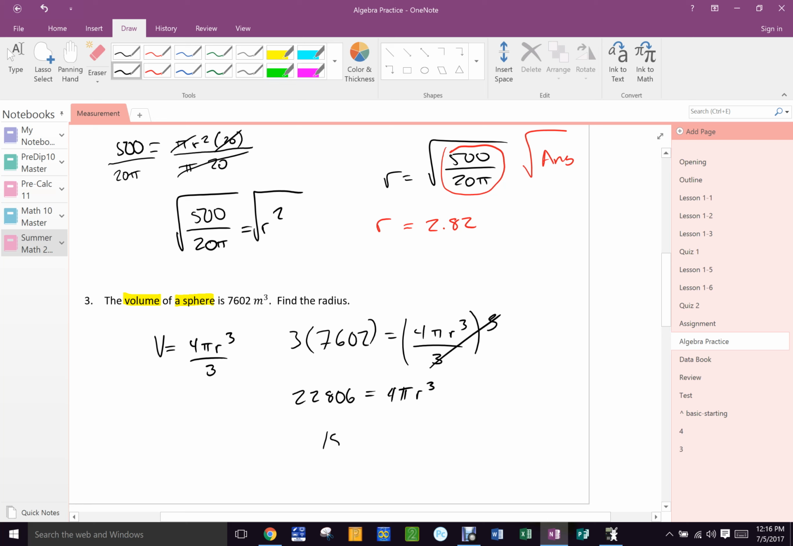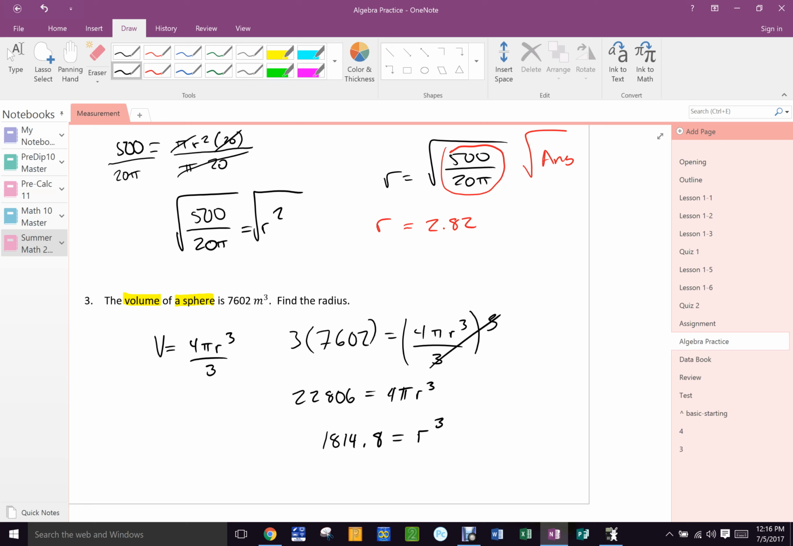You should get 1814.8, right? Okay. Now, if this was a 2, then we'd square root, right? But it's a 3, so we must need a cube root. And that's really hard to do on a lot of calculators.